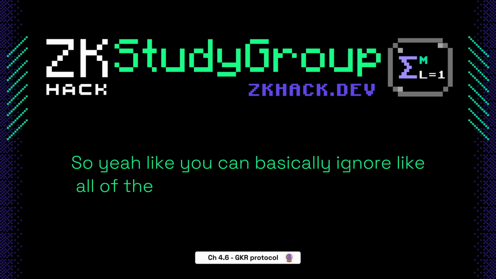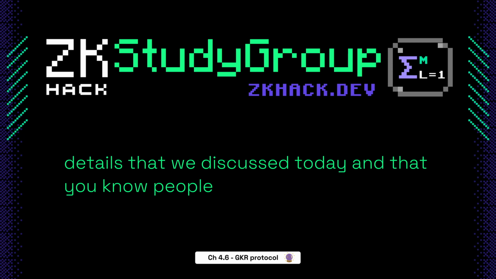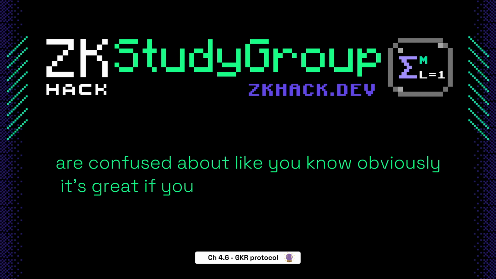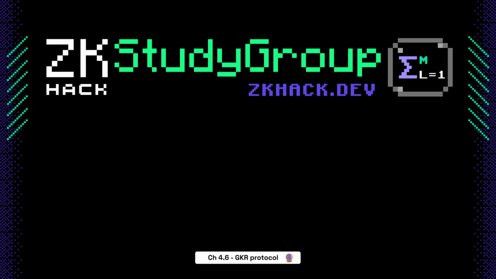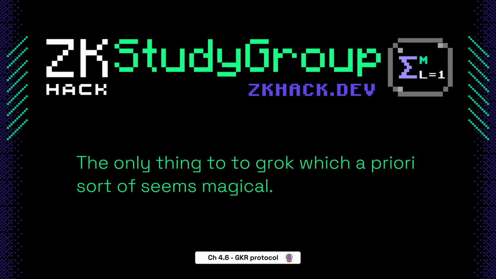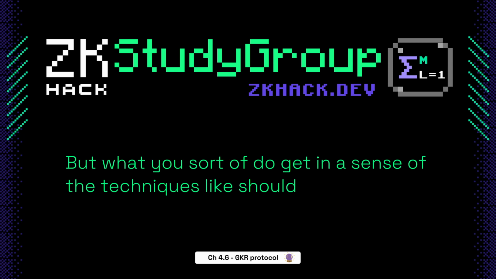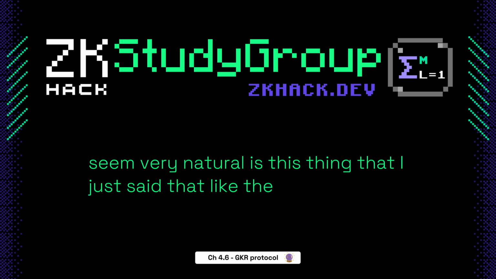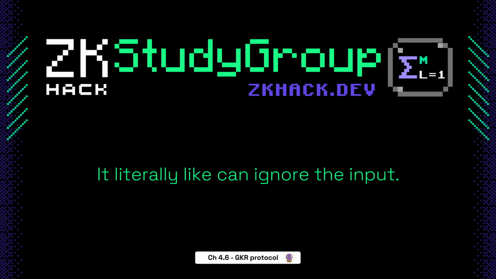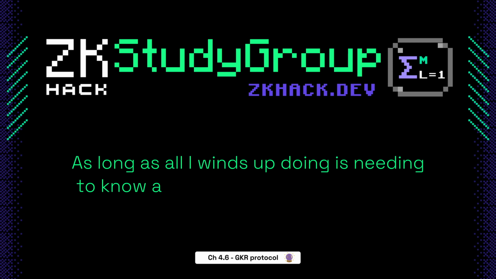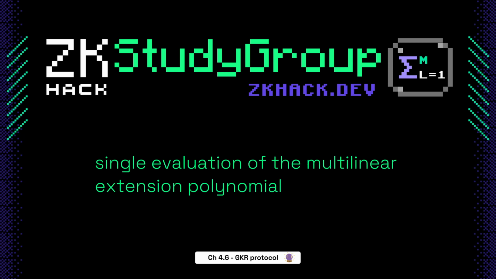All of the details that we discussed today and that people are confused about, obviously it's great if you understand them, but if you don't, it really doesn't matter. The only thing to grok, which a priori seems magical, but which should seem very natural in a sense of the techniques, is this thing that I just said: the verifier doesn't need to know the full input to the circuit. It can literally ignore the input, as long as all it winds up needing is a single evaluation of the multilinear extension polynomial of the input.